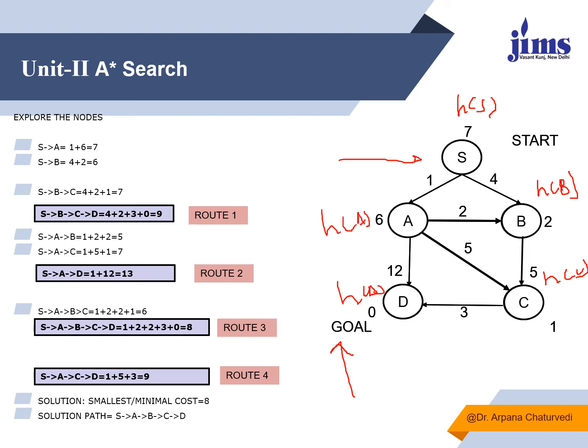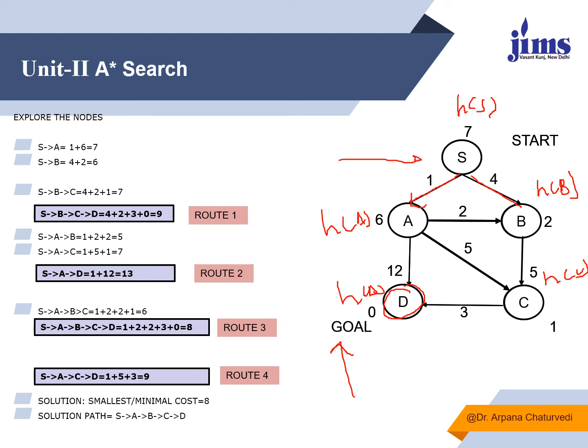And the cost to reach from S to A is given over here, that is 1. Here it is 4 and onwards. And in this we explore the nodes. The start node is S and the goal node is D. This is the goal node. So to reach this goal node, we have to find out the optimal path.